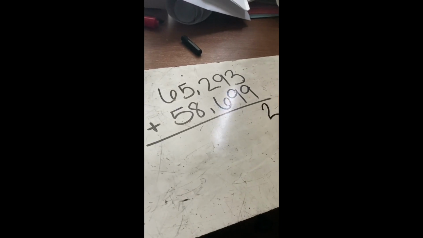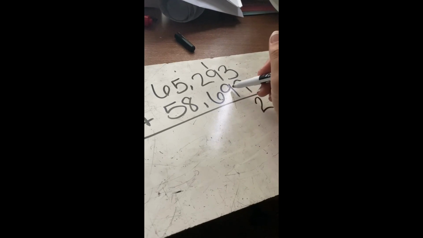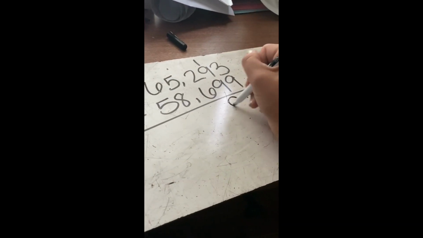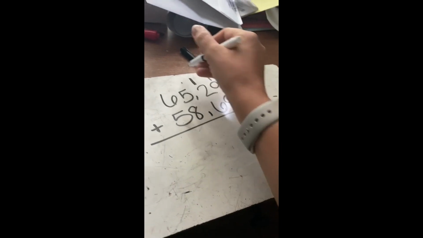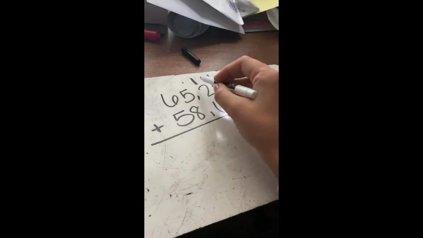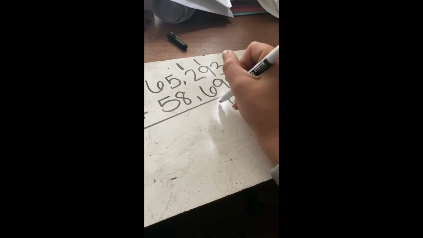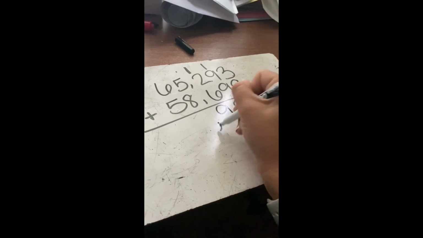3 plus 9 is 12. Carry my 10. 9 plus 9 is 18. Plus 1 is 19. Carry the 1 into the hundreds place. 1 plus 2 is 3. 3 plus 6 is 9. There's nothing to carry. Moving on.